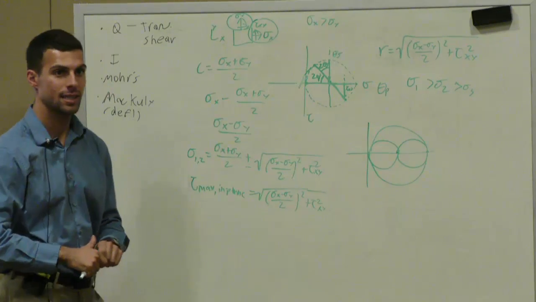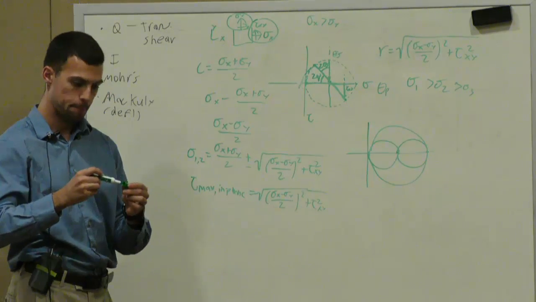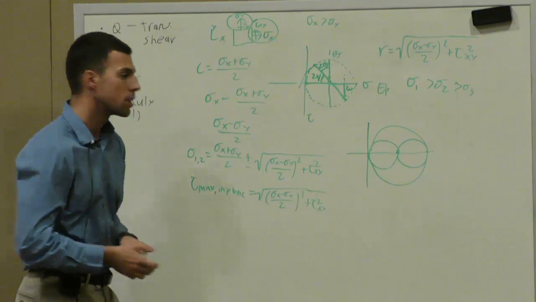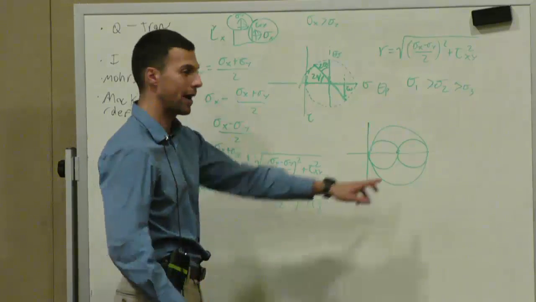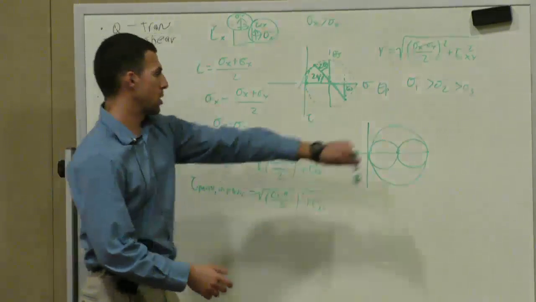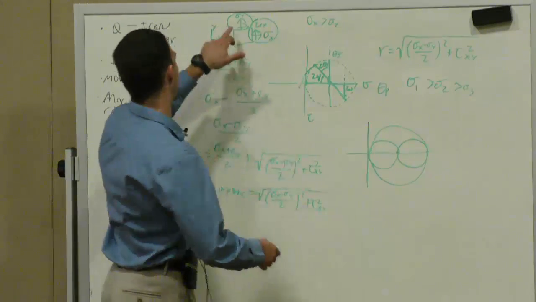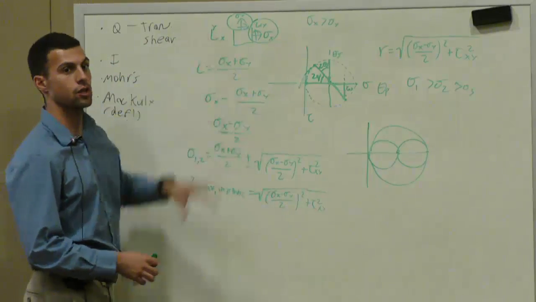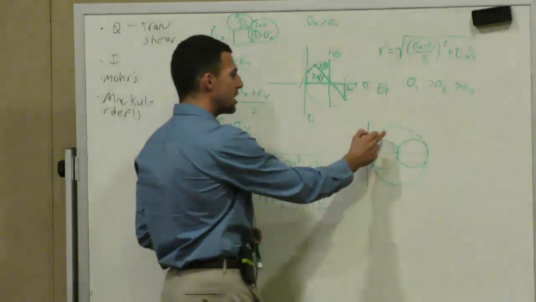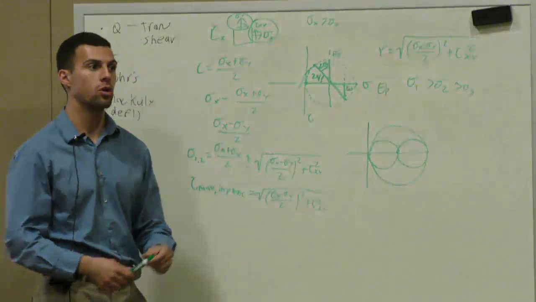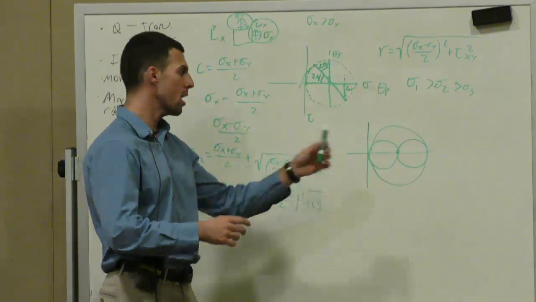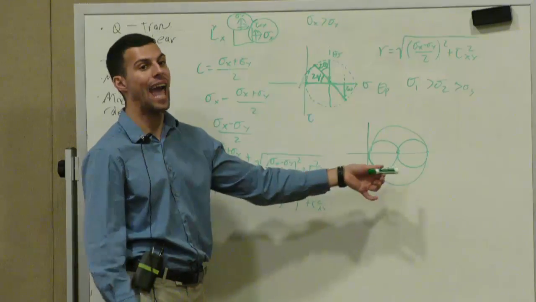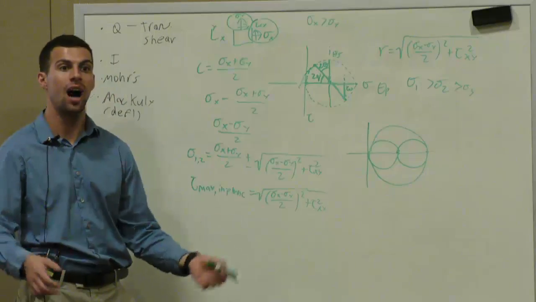Correct. So this circle is the in-plane Mohr circle. Ergo, it is the circle that represents all the rotations of the element within the plane that the stresses are acting. These two are called the out-of-plane Mohr circles. They represent some rotation that is in a plane that contains one of the axes on which stress is acting, but not the other one.